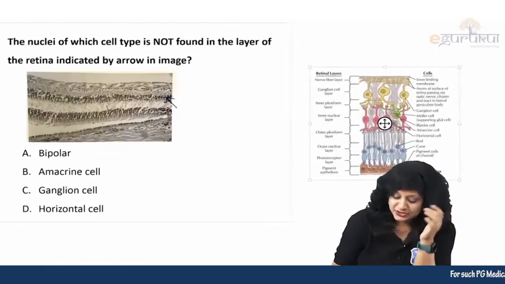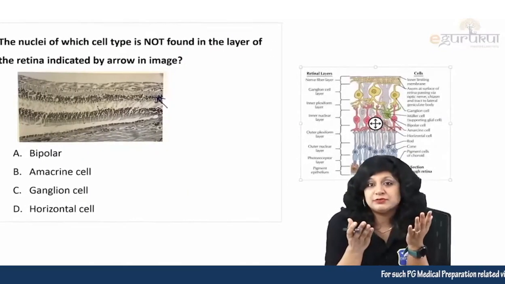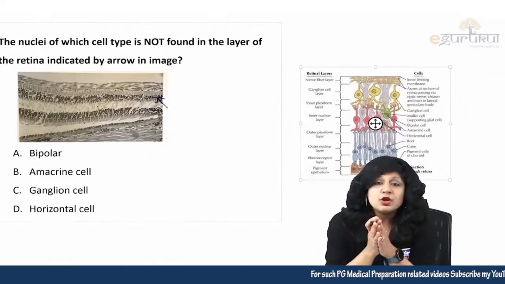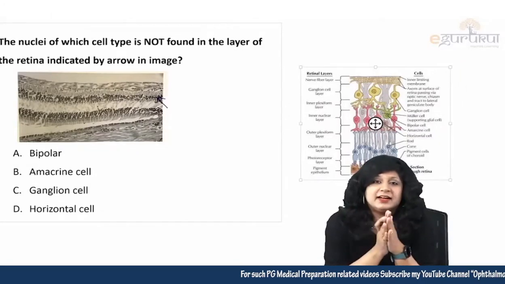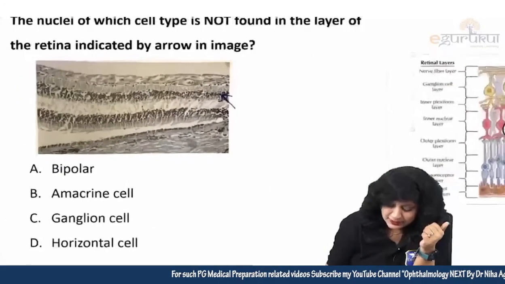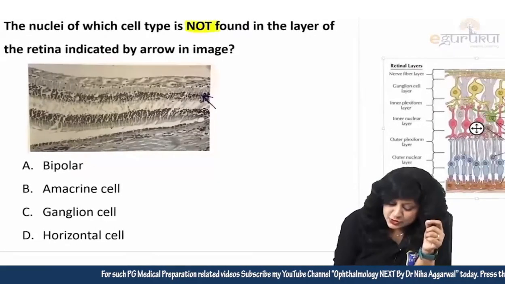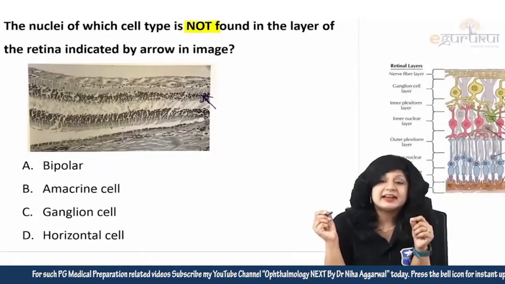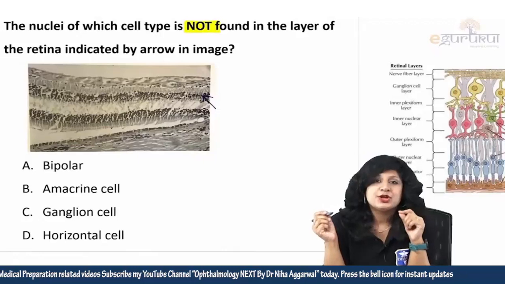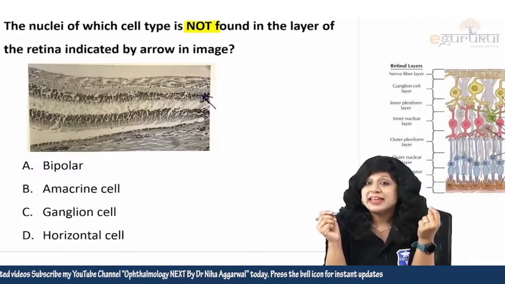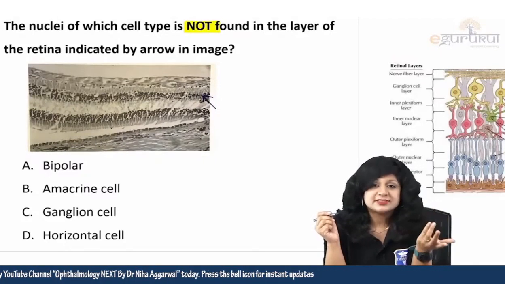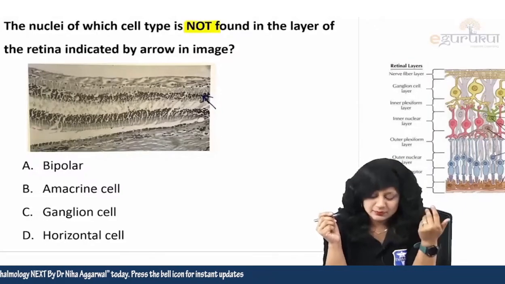A very important question and a very simple question if you know the basic concepts of the layers of the retina. Let's see this question. The nuclei of which cell is not found in the layer of the retina indicated by arrow in the image? So instead of asking directly the name of the layer, they have asked you the cells. So an interesting way of asking the same question.